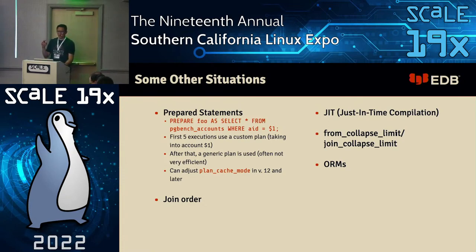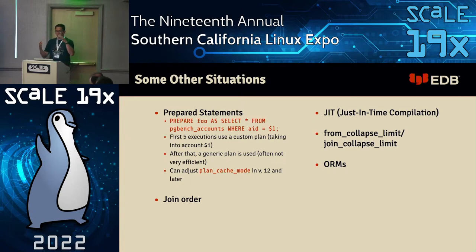Join order can affect whether you choose an index or not. And then the just-in-time compilation feature, which is very useful for ETL, has bitten a lot of our customers because it's doing additional work that is not necessary for their application. So you might want to turn off just-in-time, the JIT, in your postgresql.conf, and then see if that improves your performance.